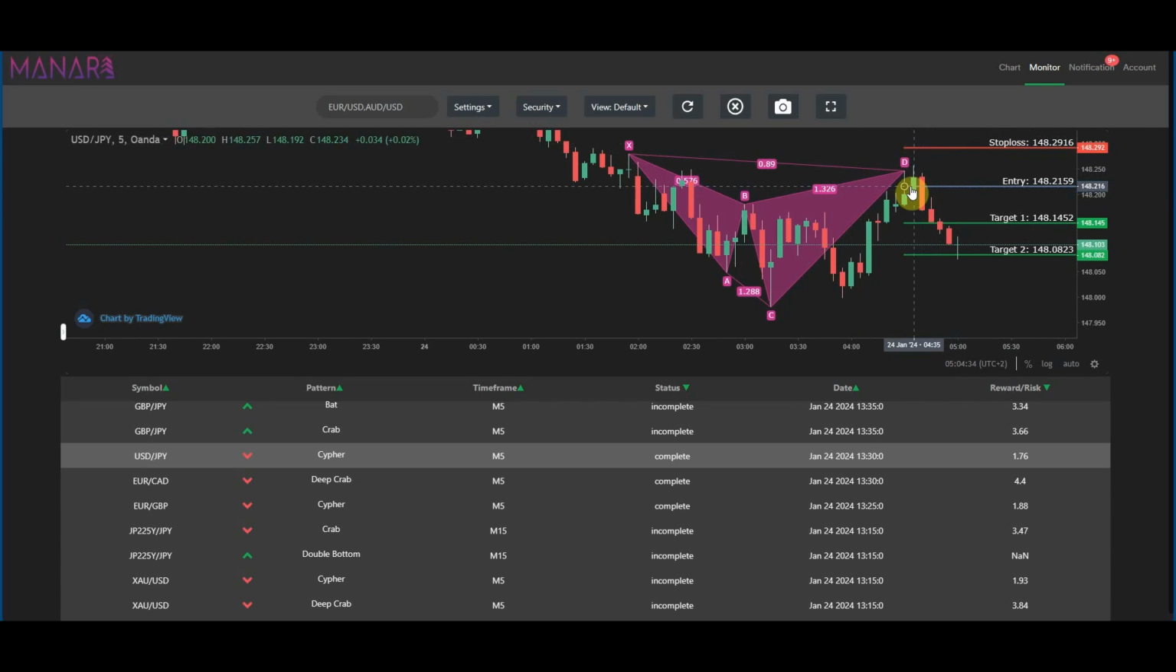Now people would have then got in at the entry, looking for a short position. The reason we can tell that is because of the entry, and then you're aiming towards the green lines, the target 1 and 2, which have been hit according to this chart here. So you're always aiming for the targets and avoiding the stop loss. In this case, this would be a short position, so you'd be selling the US dollar yen.